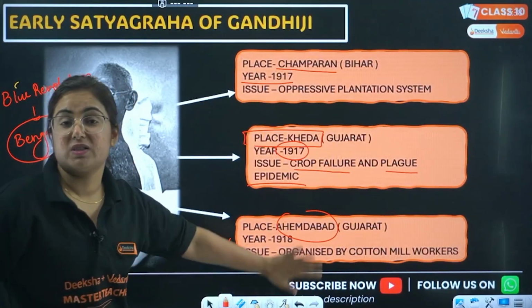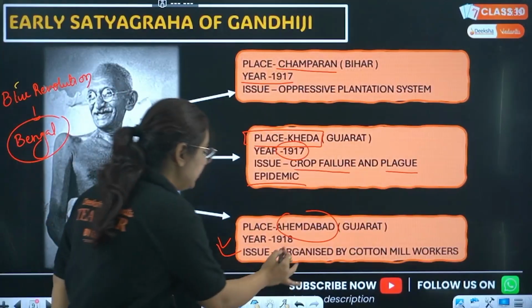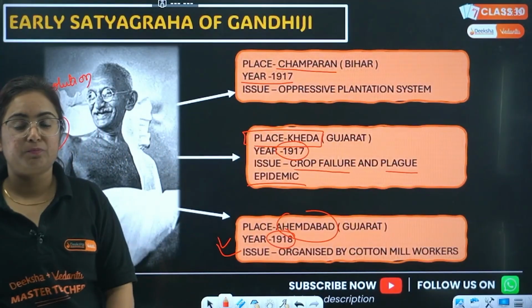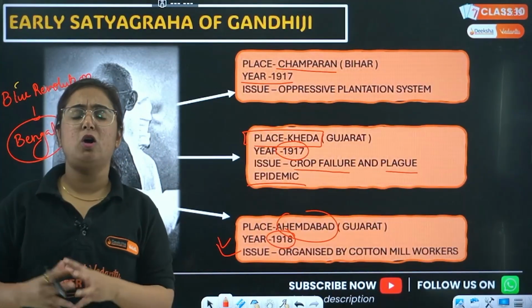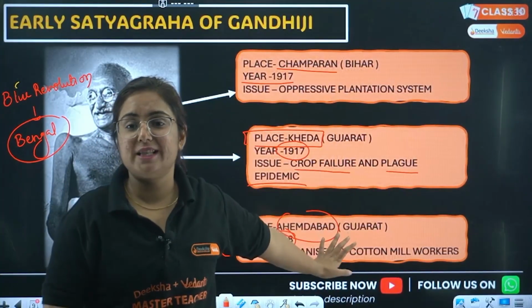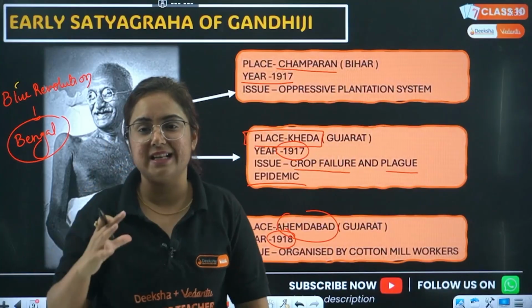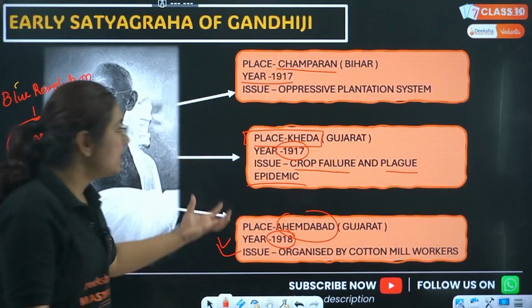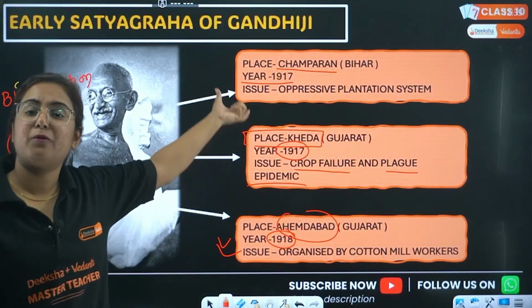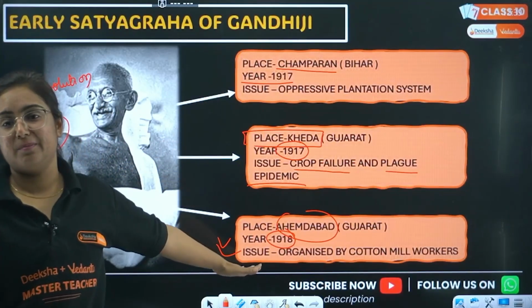And this was the first hunger strike done in India by Mahatma Gandhi in the year 1918. A lot of detail is not given in your book. I just told you the detailed description of these early satyagrahas so that you feel connected to what these satyagrahas were. And this is how Gandhiji participated in some of his early satyagrahas at Champaran, at Kheda, at Ahmedabad.